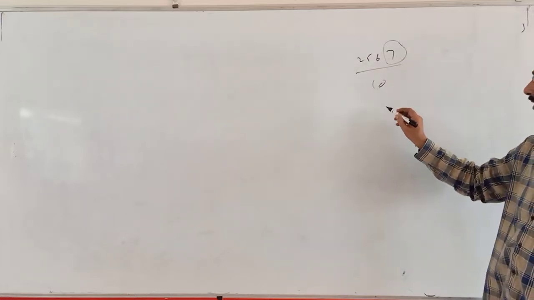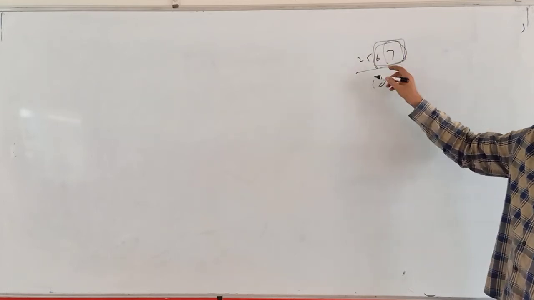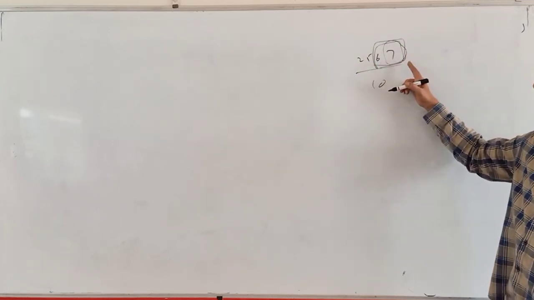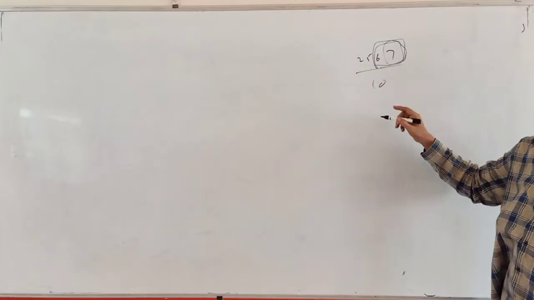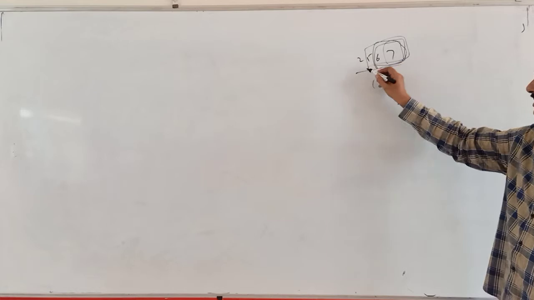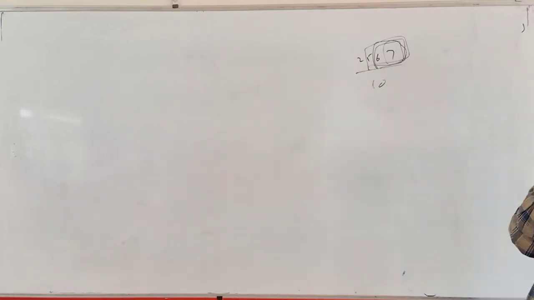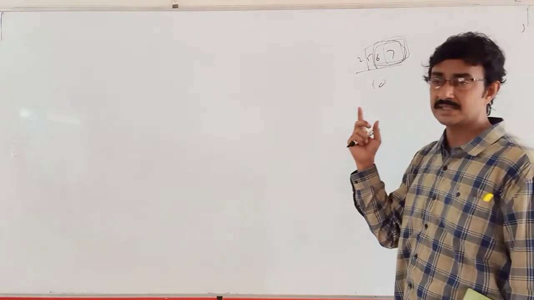Similarly, the last two digits of any number are the remainder of that number when divided by 100. Okay. The last three digits of the given number are the remainder of that one when divided by 1000. So we can extend this one.